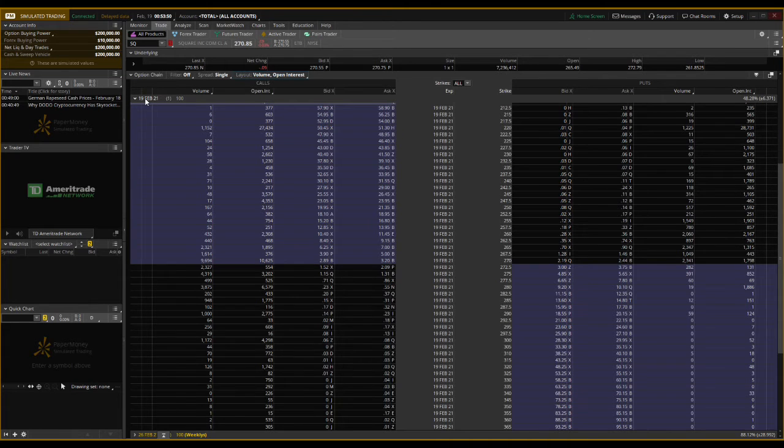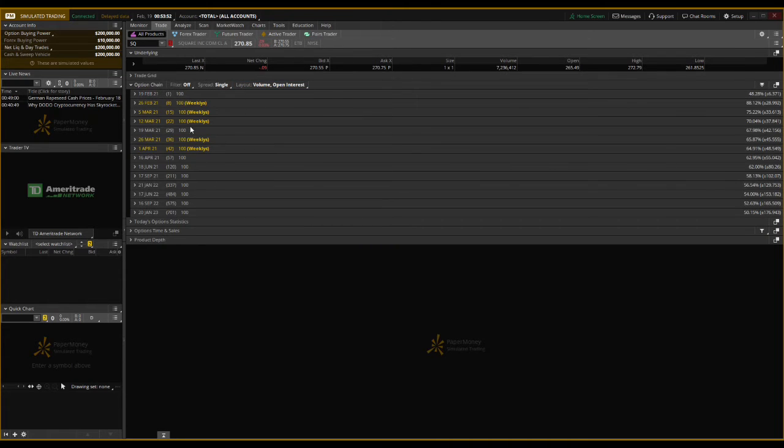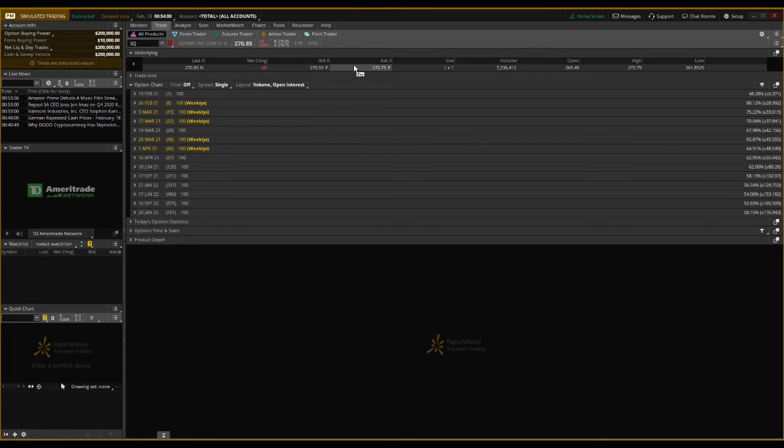Now, this is what the option chain will look like. This up here is pretty much the information about the price of the stock, the bid, the ask, how much people are willing to buy it for, how much people are willing to sell it for.